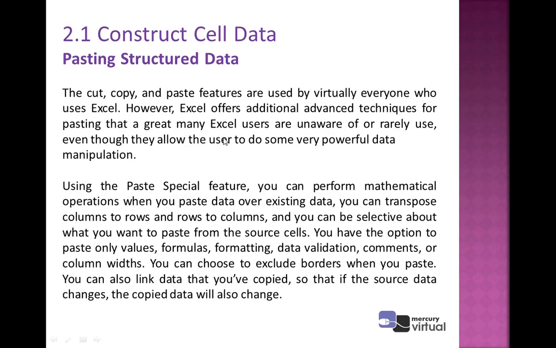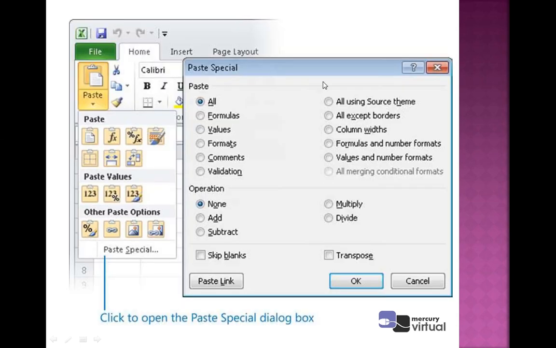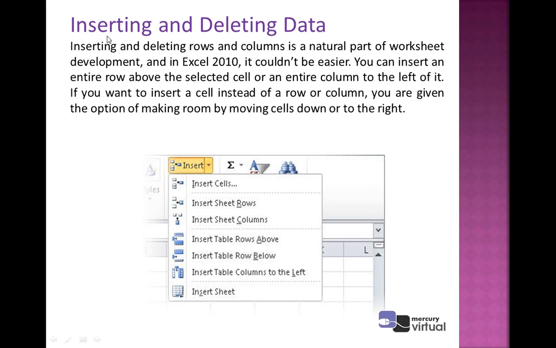So let's start with 2.1. In 2.1 we covered how to construct the cell data, means how to construct data in the cell using multiple features. This topic includes the Paste Special feature that is used for pasting. Instead of using the normal paste, we can use the Paste Special feature. With the help of Paste Special, you can perform mathematical operations when you paste data over existing data. This is the Paste Special.